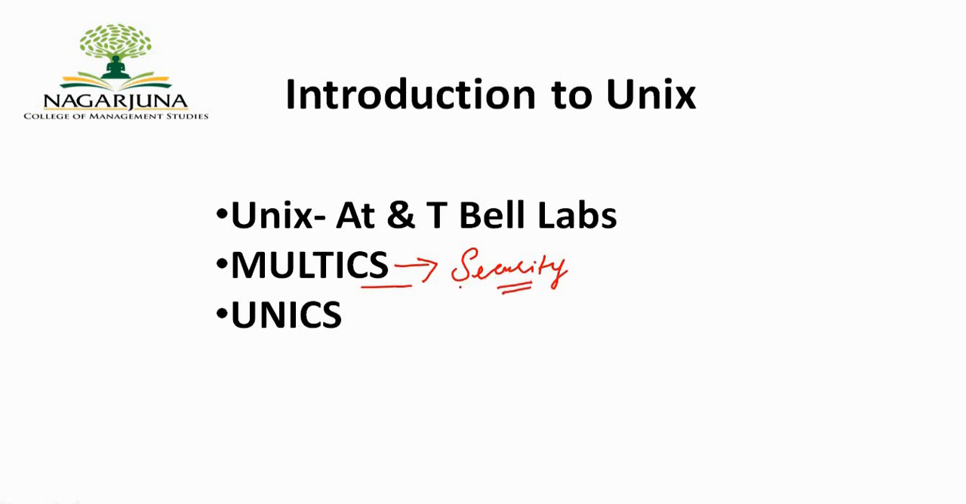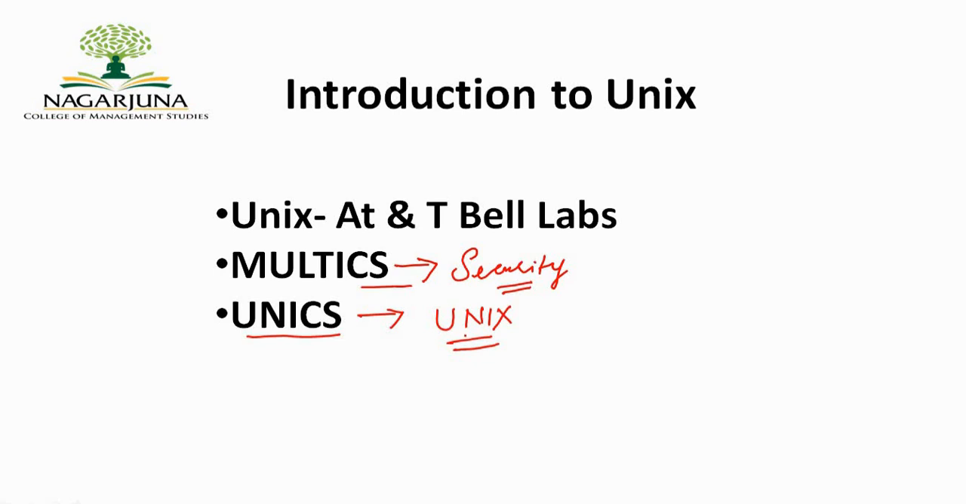Later, in 1969, Ken Thompson and Dennis Ritchie developed another operating system called UNICS, where this name is abbreviated as Uniplexed Information and Computing System. Brian Kernighan later changed this name to Unix.